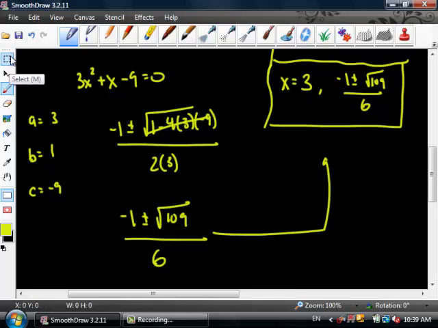Any questions on this? Anything? Couple of layers on that one. You have to use the quadratic formula, and you have to use P over Q synthetic division.